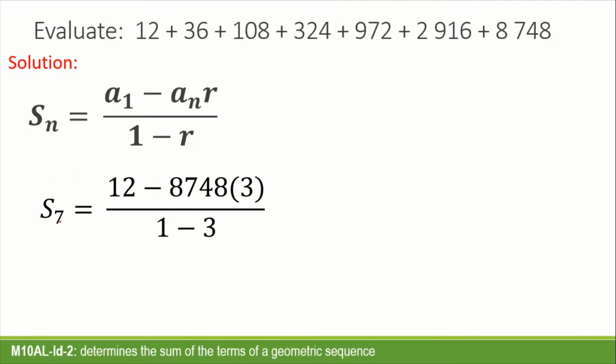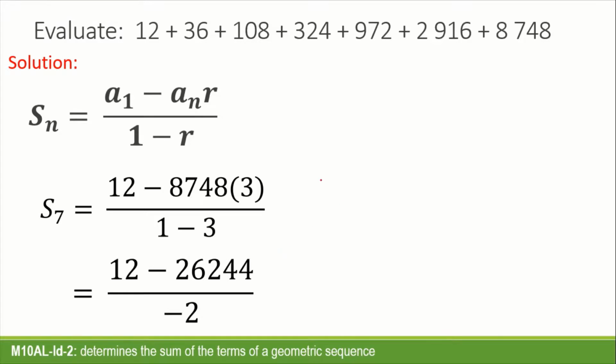So, sum of the 7 terms equals, first term ay 12, minus the product of the last term and the common ratio. So, we have 8,748 times 3 all over 1 minus the common ratio 3. So, yan. Simplify natin. Unahin nyo munang i-multiply itong dalawang numbers. So, 8,748 times 3, the answer is 26,244. So, we have 12 minus 26,244, all over 1 minus 3 is negative 2.